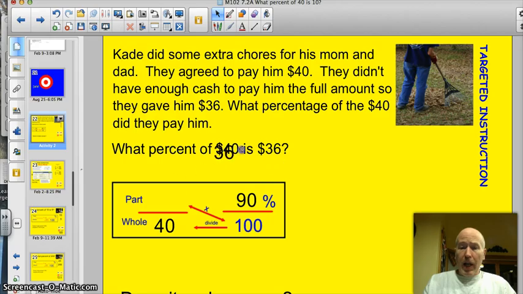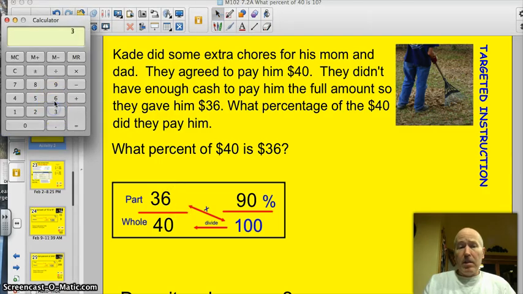Well, I got 36 here, and that's the part of it that they did pay. Here's the $40, which is the whole amount. If I take 36 dollars and I multiply that times the 100, and then I divide it, just like it says multiply here, and then it says divide over here, and I divide by the whole, I get 90, and that is the percent.